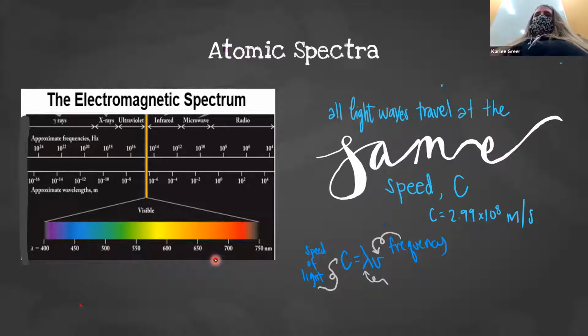Another thing to remember, all light waves travel at the same speed, which is this value here, 2.99 times 10 to the 8th meters per second. And we can use that in this equation and a lot of others, where we know that the speed of light is equal to the wavelength times the frequency, just to be able to solve for each other there.